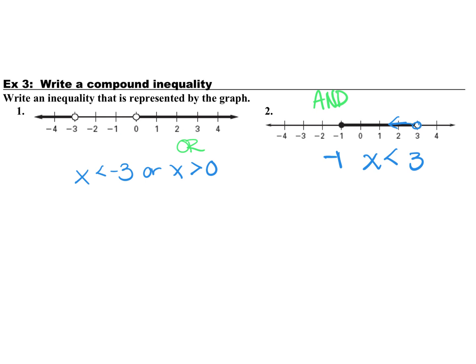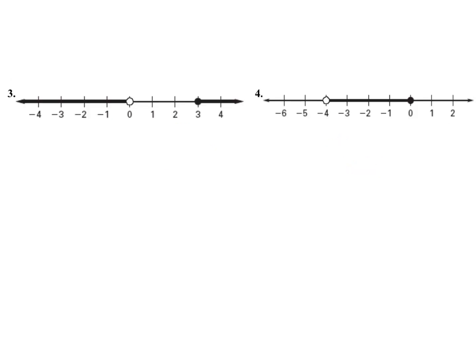Now again, we're writing this in terms of the variable, and so I have to say x is greater than -1, or I should say greater than or equal to, because again, you're reading it going this direction, x is greater than or equal to -1. So x is less than 3 and greater than or equal to -1. All right, so if you have time, it would be good for you to stop the video again and write these two inequalities and then come back and check your work.